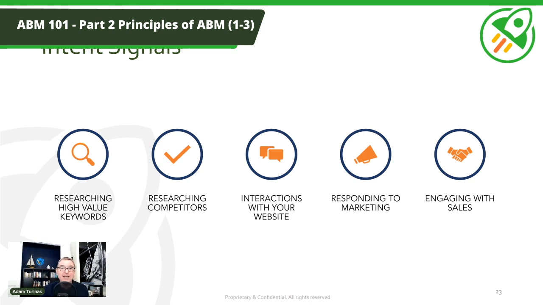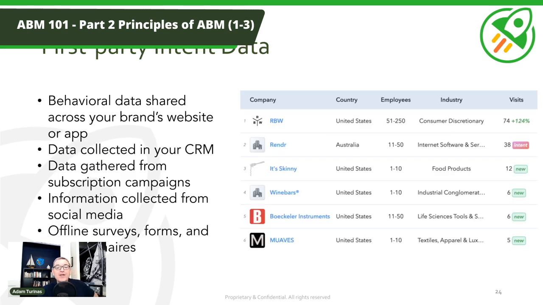So what you're seeing there is the kind of progression across the funnel of the buying signals that you see. And the last but not least is the best one, when they're actually engaging with sales. There are three types of intent data.